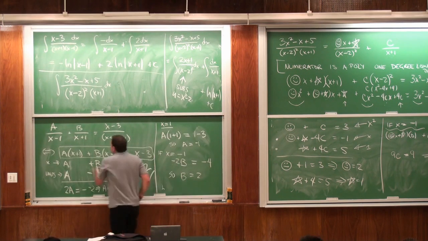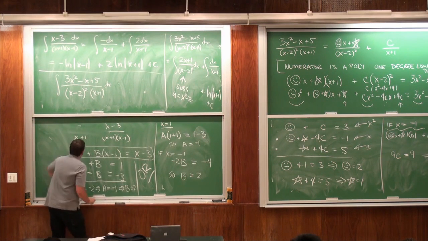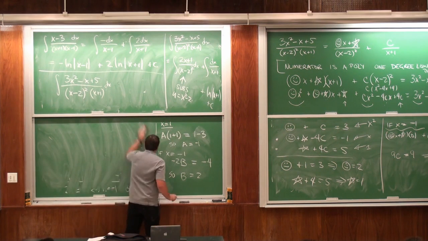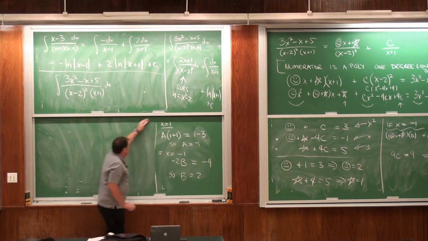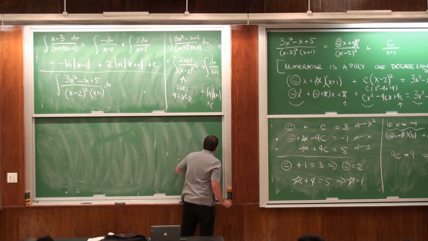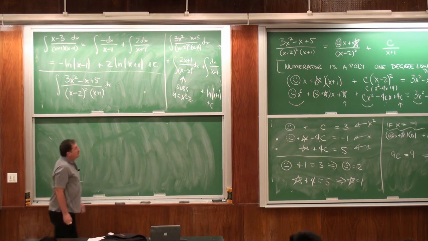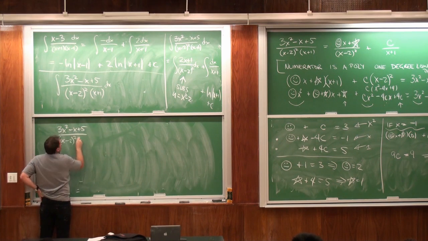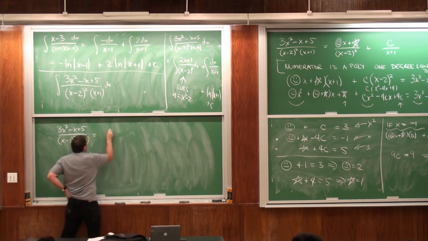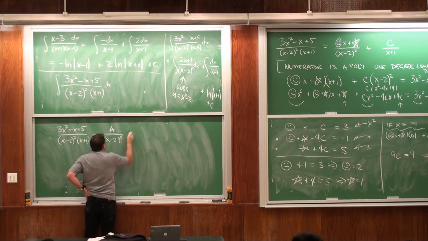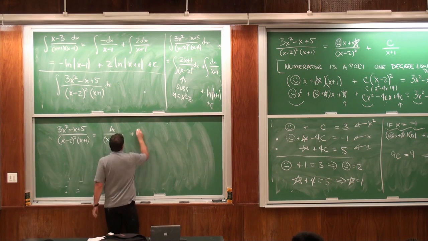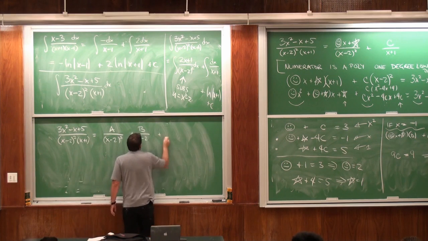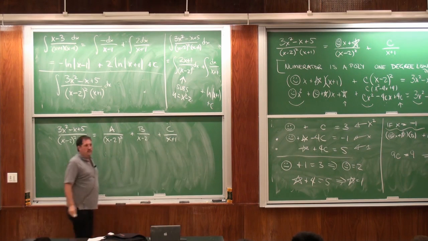So if it makes you happy, I could write this a different way. I could say instead that (3x squared minus x plus 5) over (x minus 2) squared (x plus 1) is A over (x minus 2) squared, B over x minus 2, G over x plus 1. I can do that too. Is that what you hit?